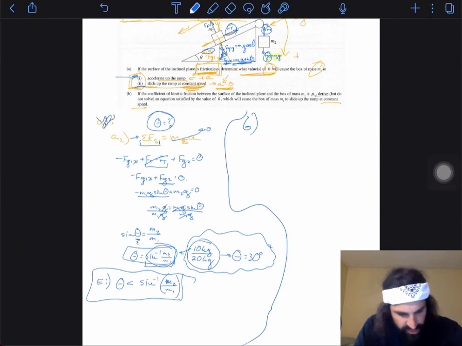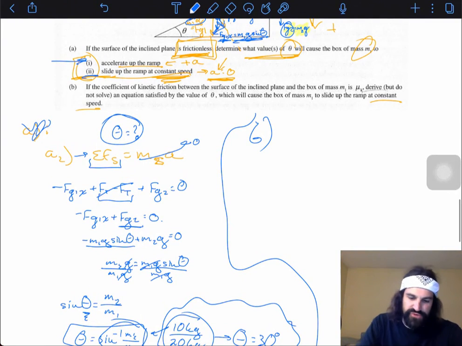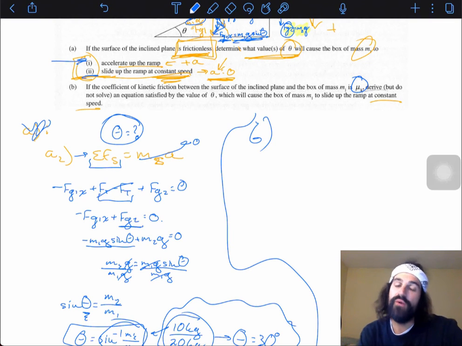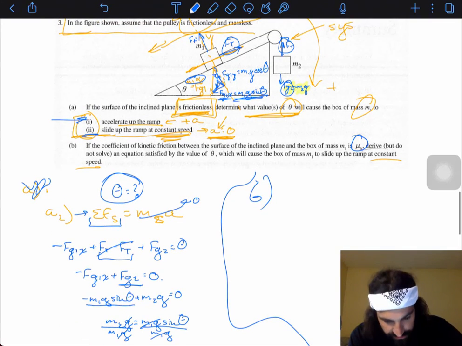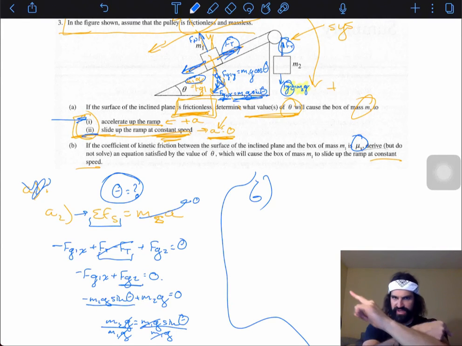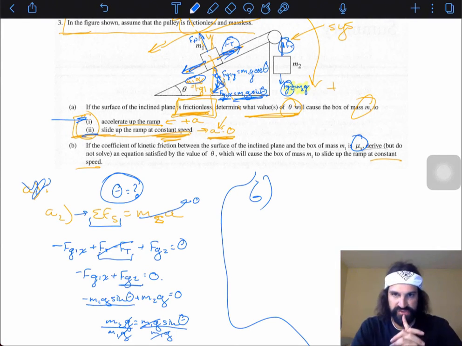And what do we need to do in part B? Coefficient of friction between the surface and the inclined plane is mu. So now we have friction here. We don't know if it's up the hill or down the hill, because if it's sliding down, friction would be working against it, friction would be up. If it's sliding up, friction would be going down, because friction is a resistive force.